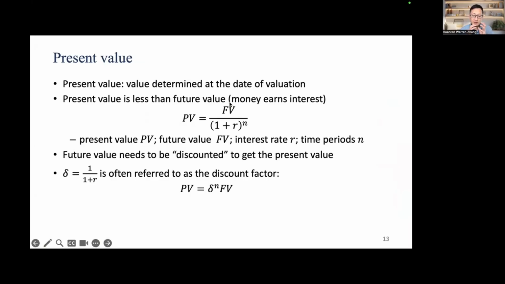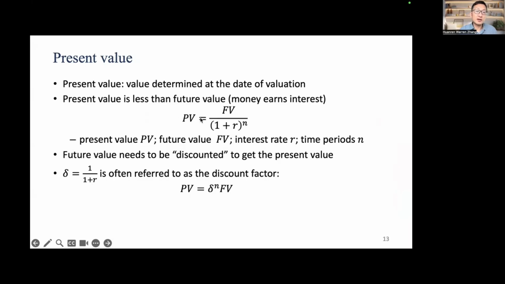Because of interest that you can receive when you put this money, cash in the bank, then the future 100 Danish kroner will be less than 100 Danish kroner today, right? And the present value will be just converting future cash, future money to the current money. That is the basic idea of present value. Present value is less than future value because money would earn interest.